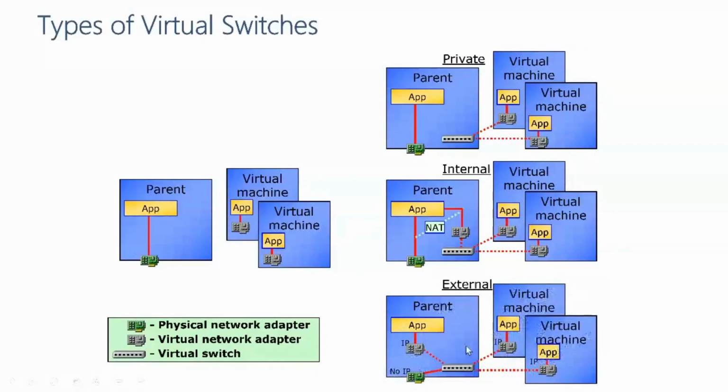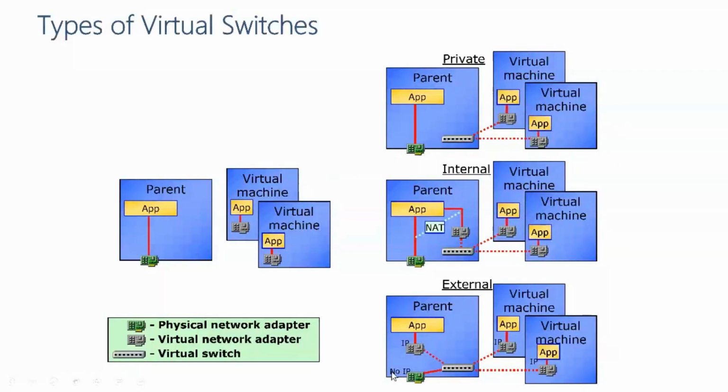External is probably what you'll deal with 99.99% of the time, because this is where you have an uplink to the physical network from the virtual network, and this is one of the physical adapters on your Hyper-V server. The parent also gets a virtual network adapter and connects to the virtual switch. You notice that this has no IP. That's what I was saying before. It converts this physical adapter into a switch port, effectively.